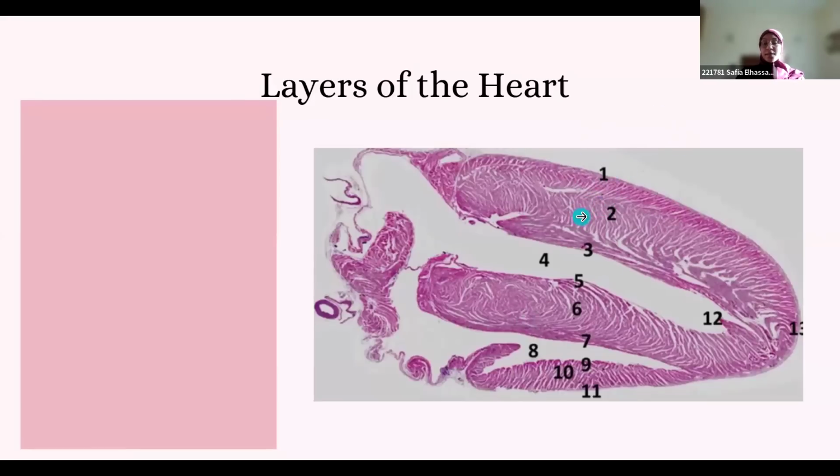Number 2 would be the myocardium of the left ventricle, and number 3 would be the endocardium of the left ventricle. So endo just means inside, so it's the innermost layer of the heart. And number 4 would be the lumen of the left ventricle. What would number 5 be?